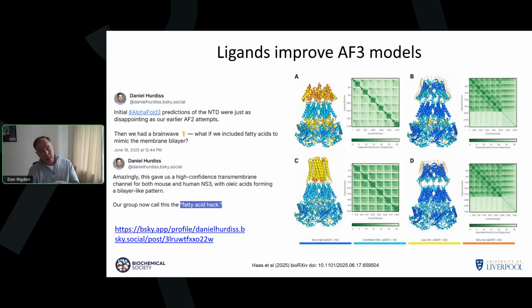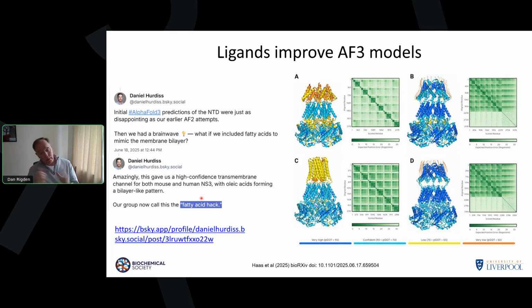And then they had their brainwave of saying, okay, we know this region is in the lipid bilayer. Maybe we can mimic the bilayer by adding in some fatty acids. So you can perhaps see on the right-hand side, in this simulation here, they've added in fatty acids, which indeed make two kind of layers on the protein. And all of a sudden, the protein is feeling it's in its normal environment, and AlphaFold 3 rewards you with models that are much more confident and, of course, consistent between the human and mouse. So they call this the fatty acid hack, but this is actually much more general.